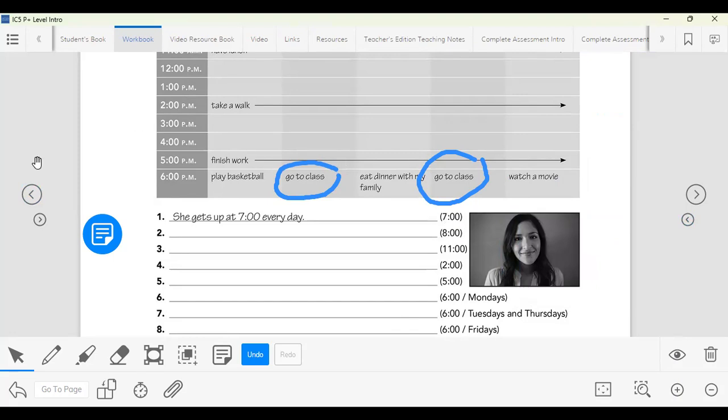Okay, yes. She watches movies. She watches a movie at 6 p.m. on Fridays. Okay. So that's what we have again. Watches. So now we added what, mister? Yes.